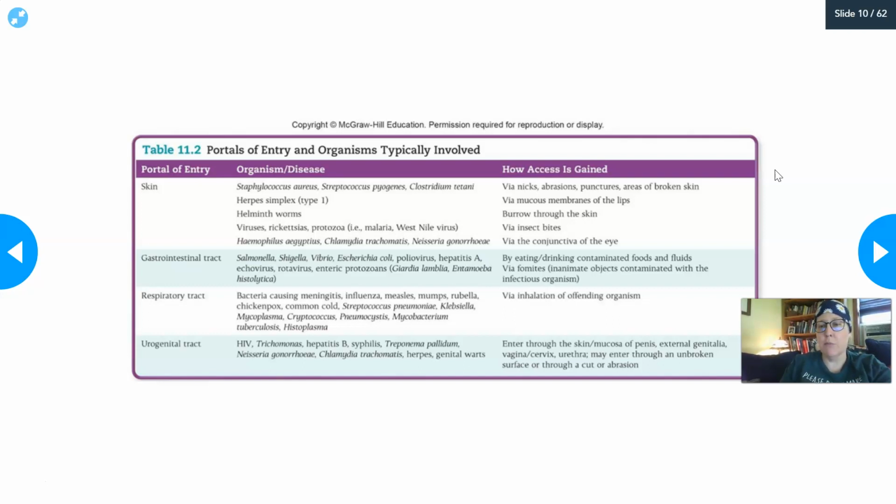Herpes simplex enters through the mucous membranes of the lips. So that's how you get the cold sores and stuff. Those mucous membranes, kissing somebody that has it.